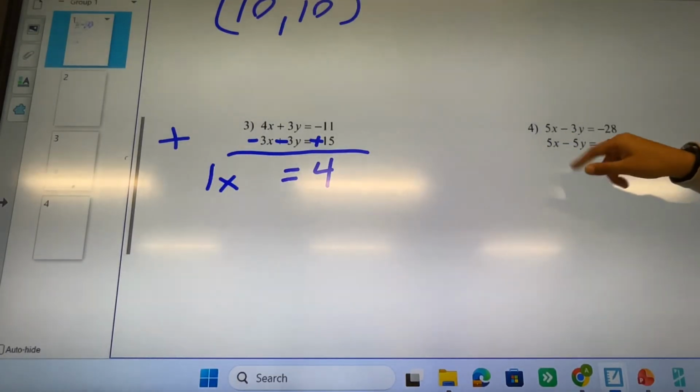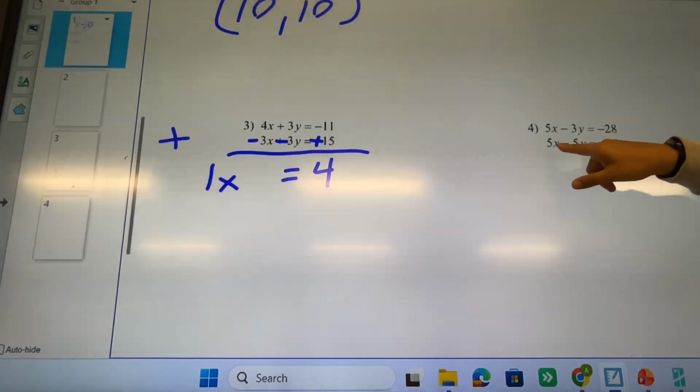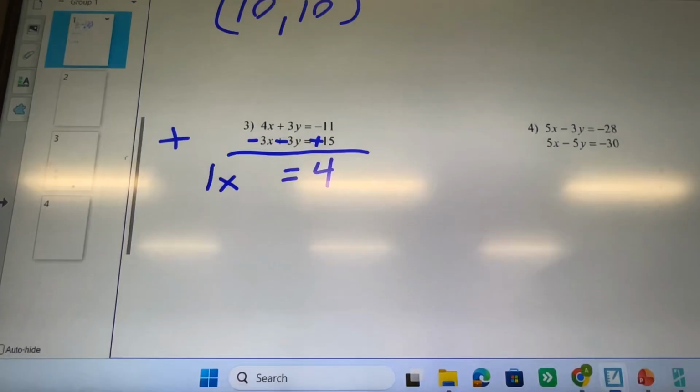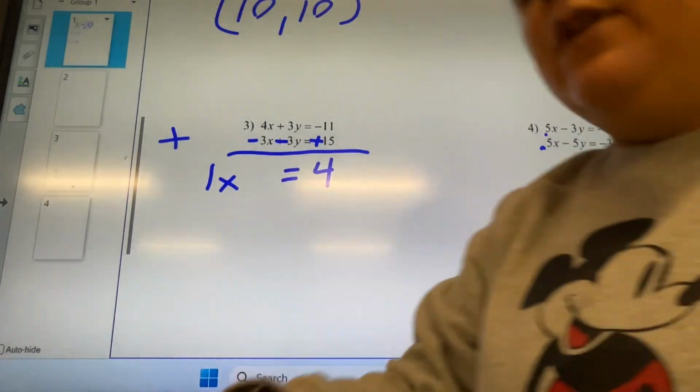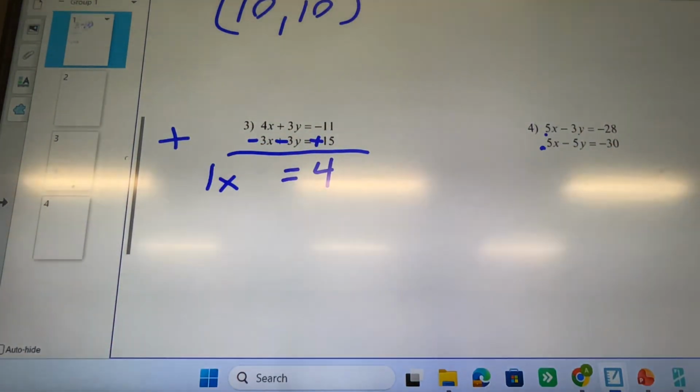So if we look at number 4, which would cancel, x's or y's? Well, which ones have the same number, x's or y's? The x's. So that means that we want the x's to cancel. But this is a positive 5 and this is a positive 5, yes? So then that means that I need to change the signs on this one. If we look at number 2, what is going to cancel, x's or y's? The y's should cancel. Are they different signs or the same signs? Different. So those ones we're not going to change anything. We're just going to add them together.